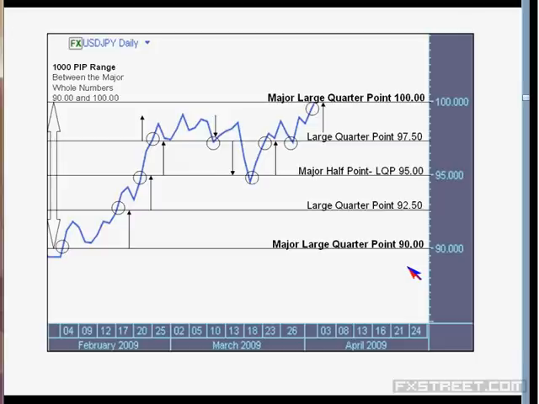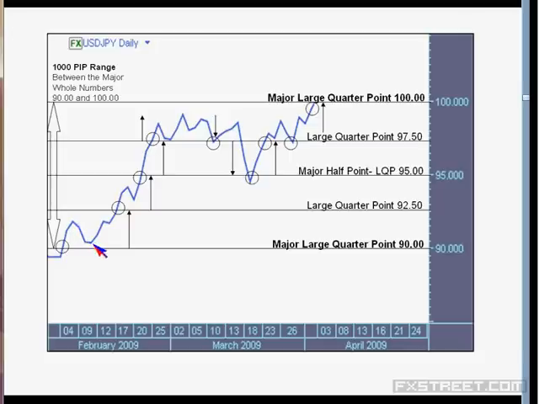Here is an example of what I'm talking about here. Let's take, for example, the dollar-Japanese yen exchange rate in a period of several months, February, March, and April of 2009. We see the price entering the 1,000 pip range by breaking above the large quarter point. That's also the major large quarter point at 90 yen. Note that the move there takes us to challenge the large quarter point above. What is that? The large quarter point at 92.50. We move toward it. We don't exactly reach it. That's an unsuccessful completion of the large quarter.